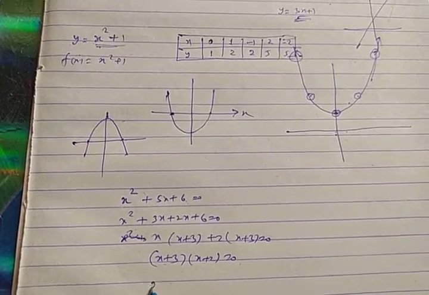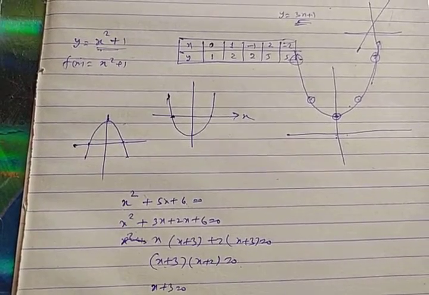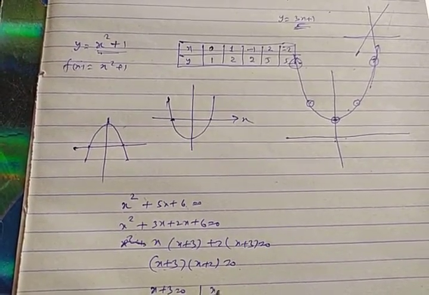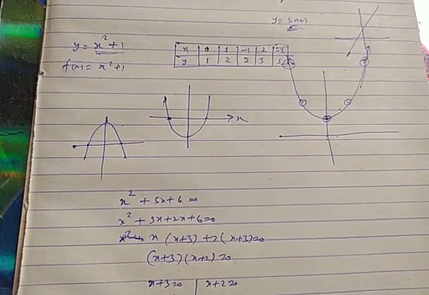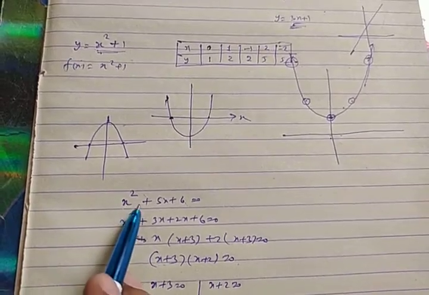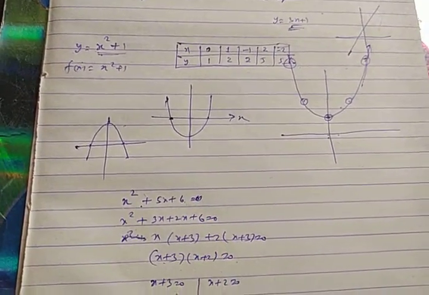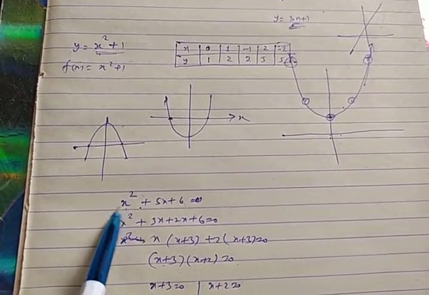When you equate to 0, x plus 3 is equal to 0, x is equal to minus 3, x plus 2 is equal to 0, x is equal to minus 2. These two values are the solution of this equation. If you substitute minus 3 in the equation, this will become 0.